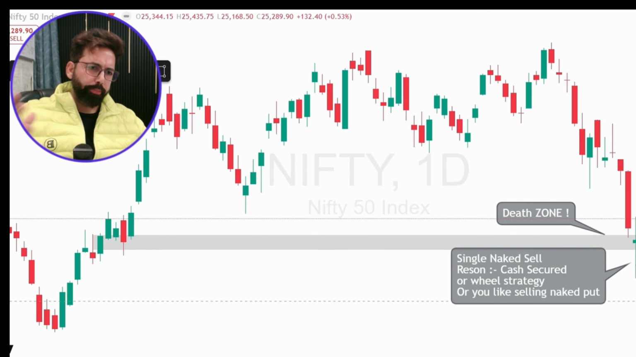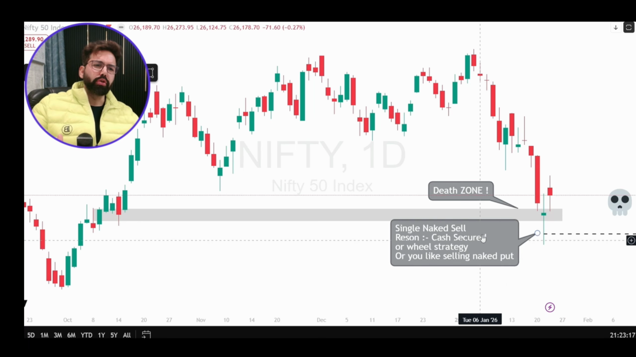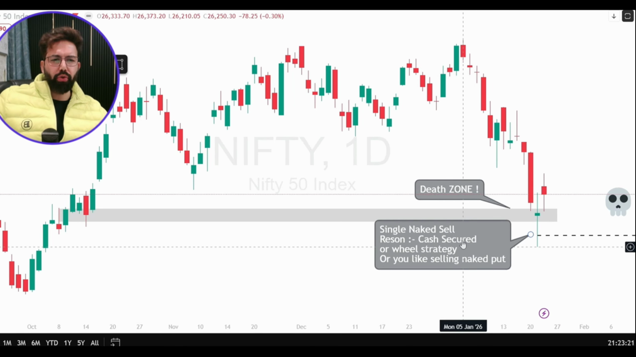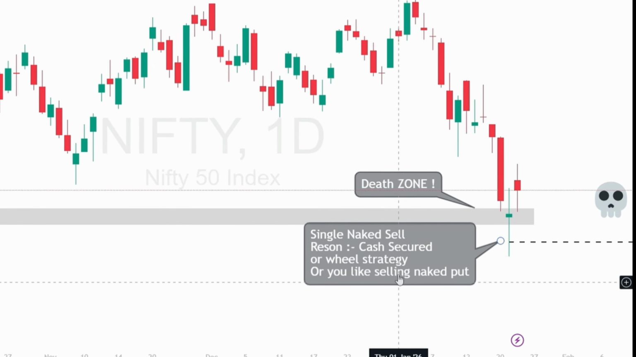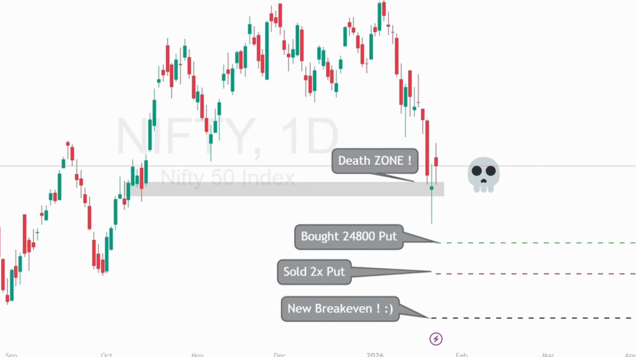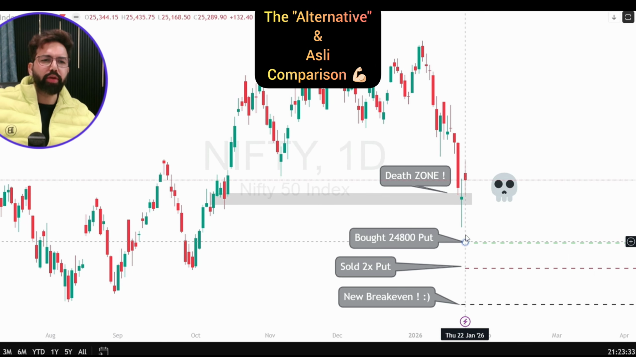So here, the popular method is selling a 25,000 put. Maybe your reason is you like to do a wheel strategy if the market goes down, or cash secured put, or you just like to sell naked options. Option 1. Option 2, instead of this, why don't we do this? The view remains the same, everything remains the same, but here what we are doing is buying a put upfront. Instead of selling 25,000, we are buying a 24,800 put.